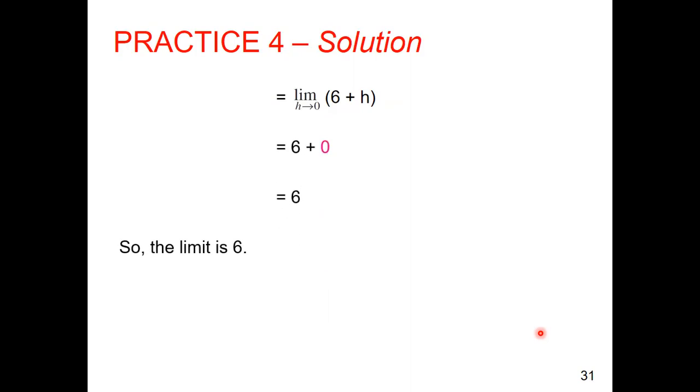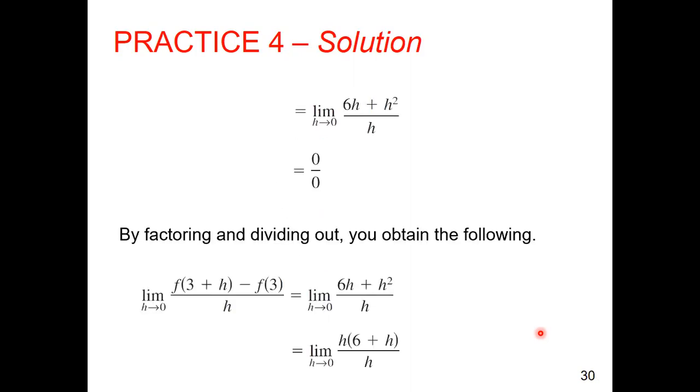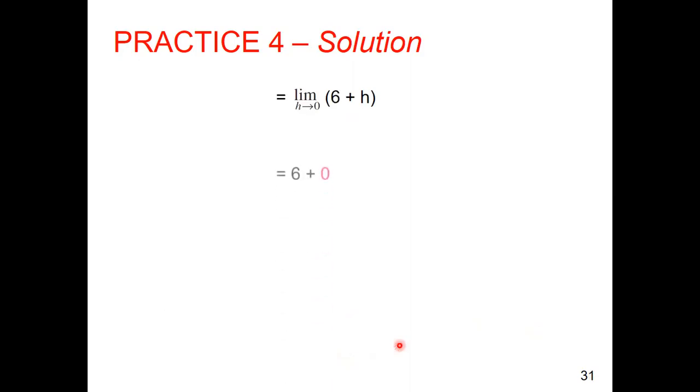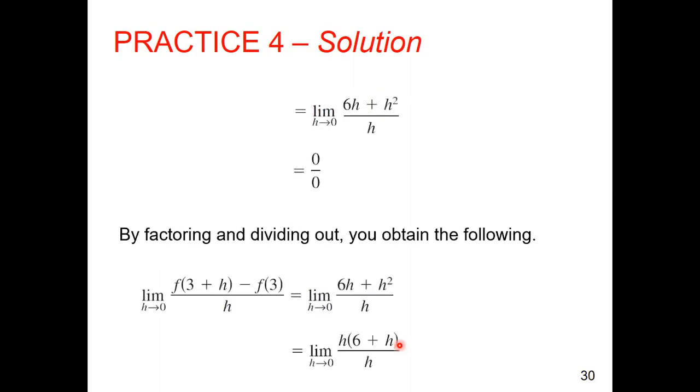How did we get 6 plus h? We factor out the h. They cancel out, and all you're left with is 6 plus h. So the limit would be 6. Theoretically, could you just put it in the calculator? The calculator won't tell you the limit. You'd have to put a program in.